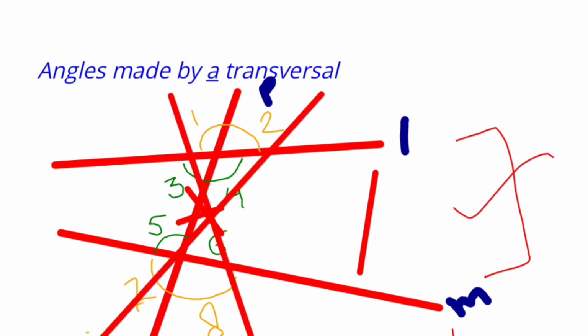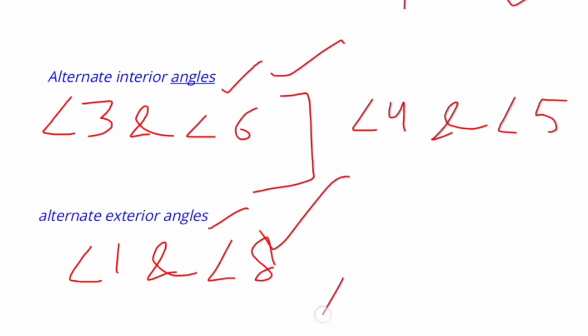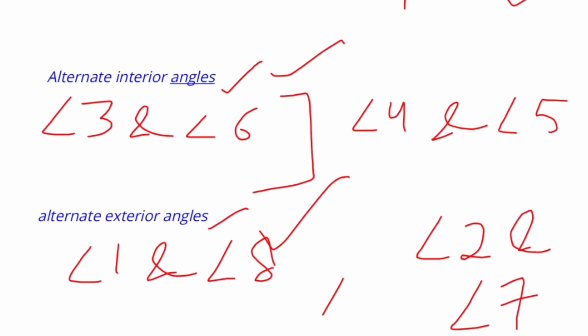So which are those? Angle 1 and angle 8. Other pair is angle 2 and angle 7. These are alternate angles. So this was the last type of angles which you have to study for this chapter. Rest whatever is left on this chapter I'll cover in the next video. Comment your doubts so that I can cover those also in the next video.